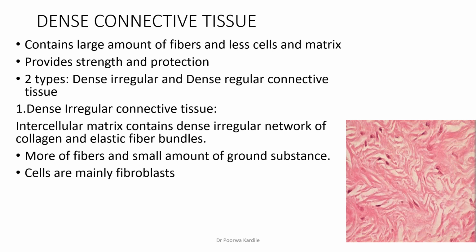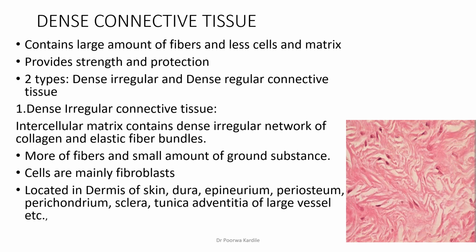Cells are mainly fibroblast, and dense irregular connective tissue is located in the dermis of the skin, in the dura mater. Epineurium is the supportive framework of the nerve fibers. Then periosteum is the outer covering of the bone. Perichondrium, outer covering of the cartilages. Then dense irregular connective tissue is also seen in sclera, tunica adventitia of large vessels.